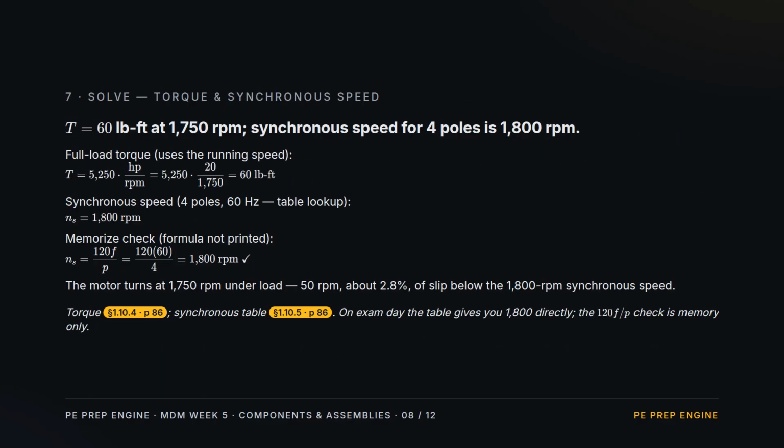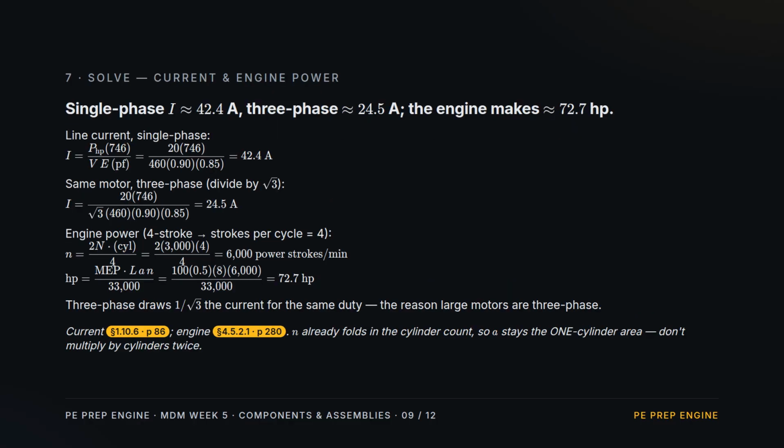Part 1. Full load torque, 5,250 times horsepower over the actual running speed, comes to 60. Synchronous speed for 4 poles reads 1800 straight off the table, and the memorized 120F over P confirms it. The motor runs at 1750, about 3% of slip below synchronous, exactly what an induction motor does. Solve. Part 2. On single phase, the line current works out to about 42. The same motor on 3-phase divides by root 3, dropping to about 24.5. That's why big motors are 3-phase. For the engine, a 4-stroke fires once per 2 revolutions, so 6,000 power strokes per minute, and the mean effective pressure relation lands near 73 horsepower.